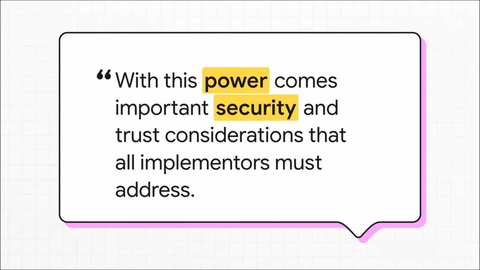This quote from the spec itself really says it all. The Model Context Protocol enables powerful capabilities through arbitrary data access and code execution paths. With this power comes important security and trust considerations that all implementers must carefully address. Basically, they're saying, this is powerful stuff, so you have to be careful.